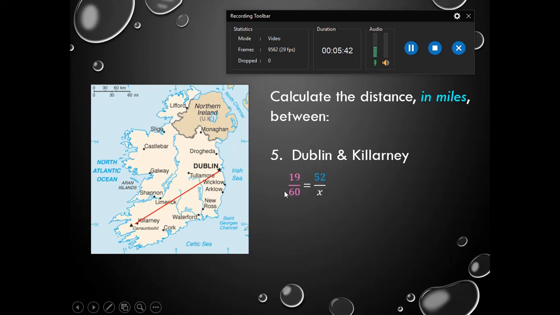So in pink, I've highlighted the new scale. We still have 60 miles, but now it's 19 millimeters. And then I measured my distance to be 52 millimeters. So we're going to cross multiply. And now we're dividing by 19. And when we do this, we're going to see that the answer doesn't come out to be a nice whole number. I did round it off to the nearest whole mile, so it's about 164 miles.